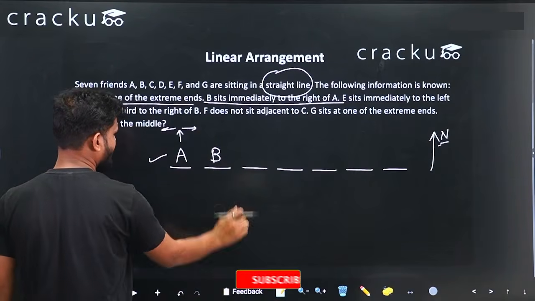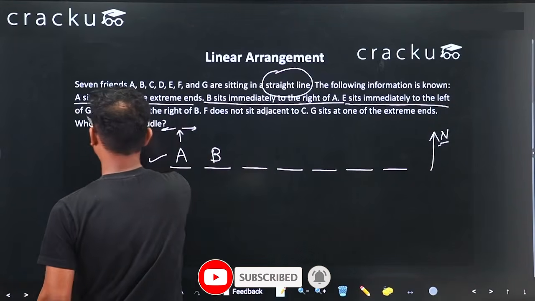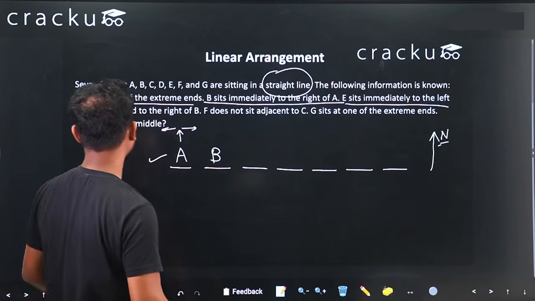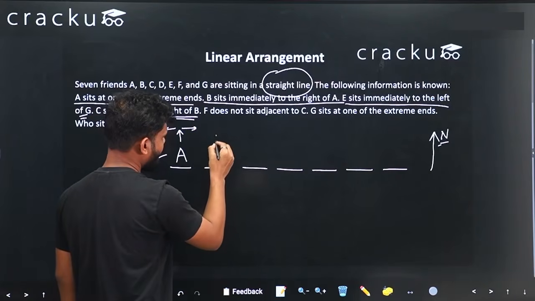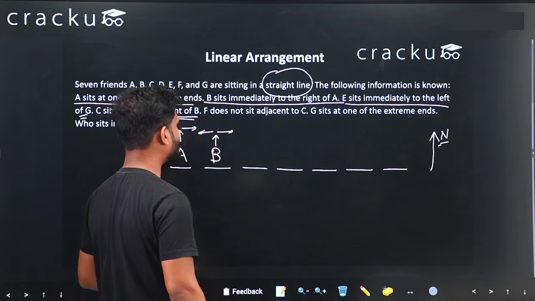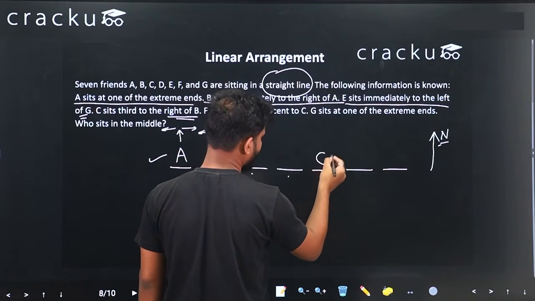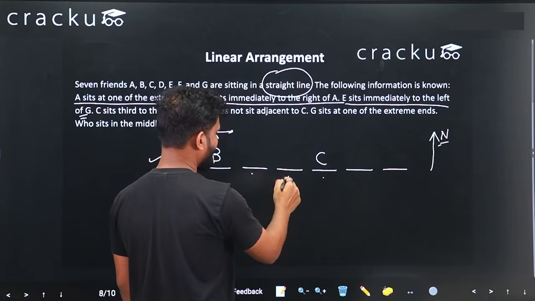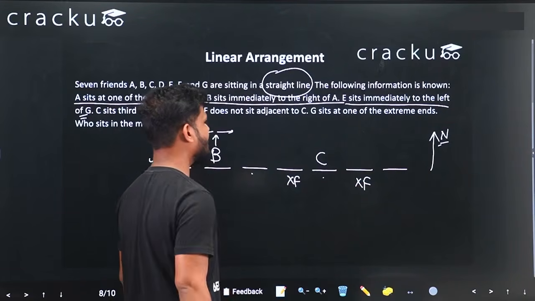Now let us go forward and find the next clue. E sits immediately to the left of G. Okay, as of now we don't know anything about E and G, so let us keep this on hold. C sits third to the right of B. So B is here, right of B is this one, left of B is this one. How to find third to the right? Forget B, say 1, 2 and 3. So C will be sitting here. Now F does not sit adjacent to C. So F cannot sit here or F cannot sit here. So this is we crossed out by the negative clues.